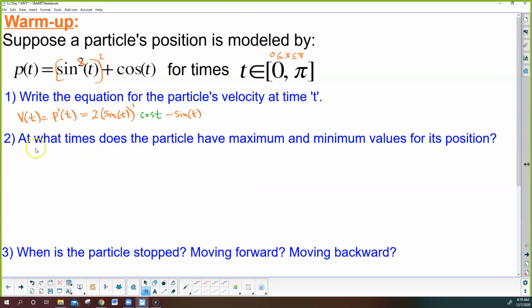It says, when does the particle have a maximum and minimum value for its position? Well, this is where we need to set the derivative equal to 0. Since I already defined v of t as p prime, I don't have to write p prime again. Once I write it once, the reader will follow the rest of our logic. But you should indicate that when we have maxes and mins, that's when you have horizontal tangents, or when your derivative is equal to 0.